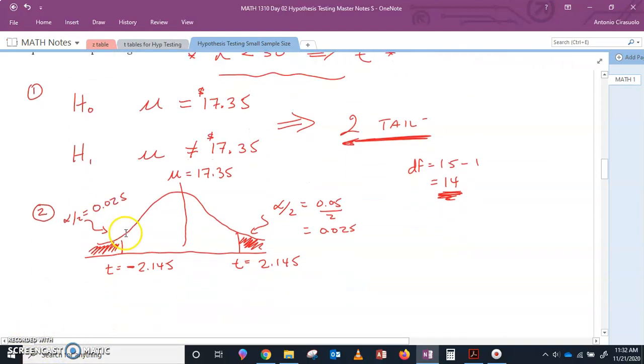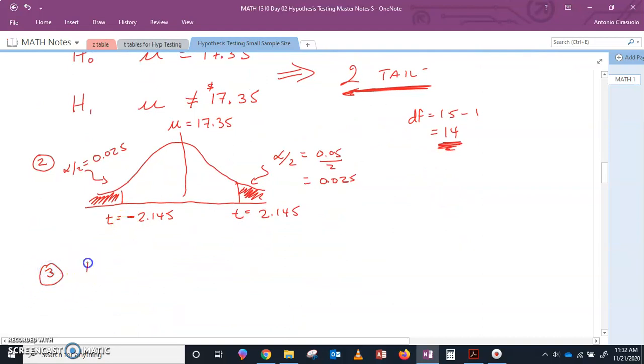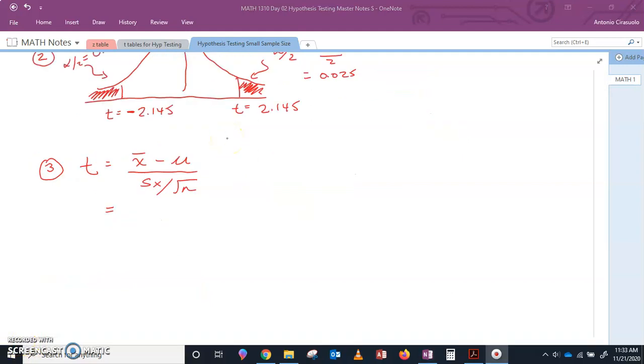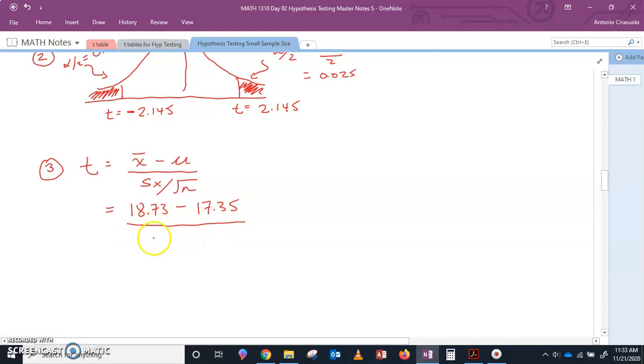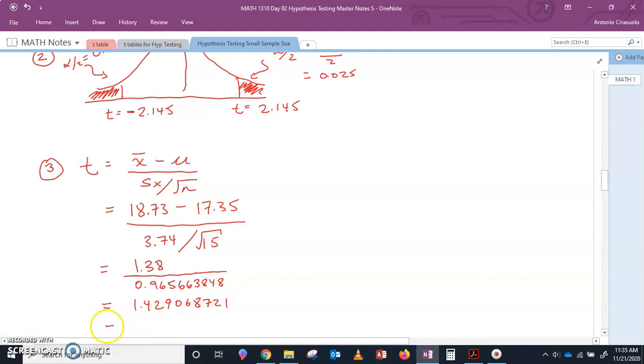The next step is to do the test and to use t is equal to the sample mean minus the population mean divided by standard deviation divided by square root of sample size. And let's put down what we know in this case. So from the question, it was 18.73 minus 17.35 divided by $3.74 and divided by the square root of the sample size, which was 15, and I got the following values, which then gives us 1.429068721, and now we can round to 3 decimal places, so approximately 1.429.